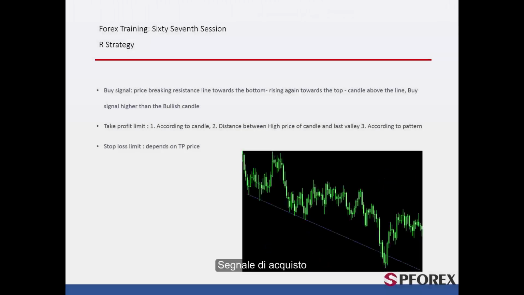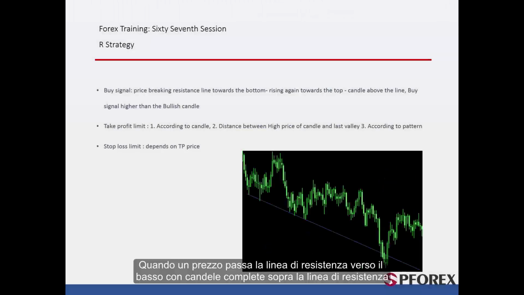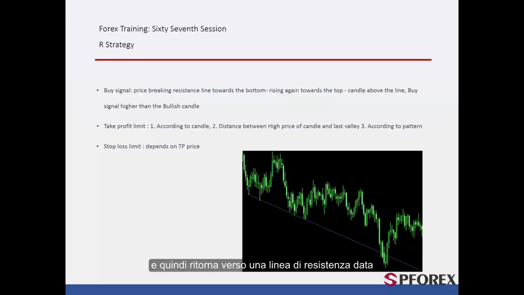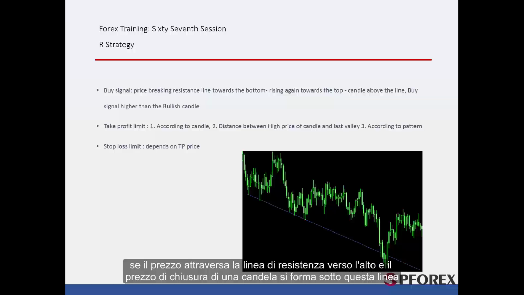Buy signal. When price passes the resistance line towards the bottom with complete candles over the resistance line and then returns to the given resistance line, if price crosses the resistance line towards the top and the close price of a candle forms above this line, then a buy signal would be generated after the price goes higher than the high price of that candle.